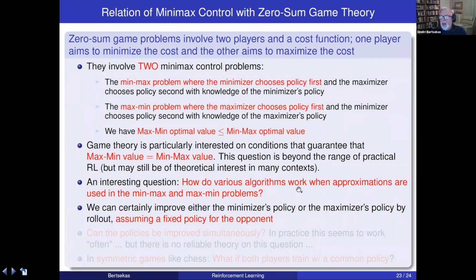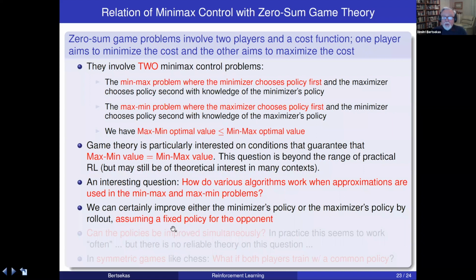There's one thing that you can say, and that's about the only one that you can say as a practical matter. If you fix the policy of one of the opponents, you can improve the policy of the other opponent by using rollout or policy iteration. Why is that? Because if one of the opponents has a fixed policy, then the problem becomes a one-player problem. It's like the ones that we have been discussing so far. It's no different.